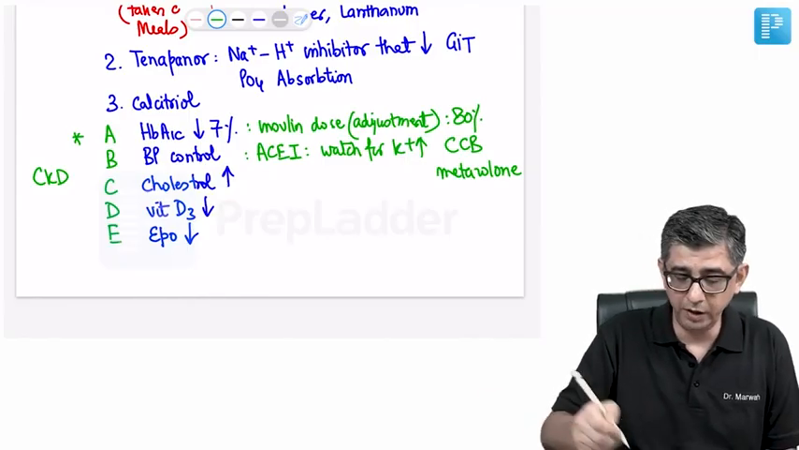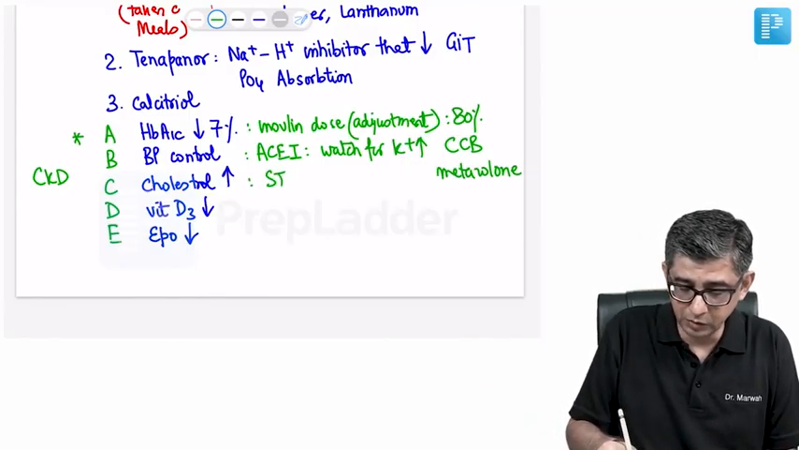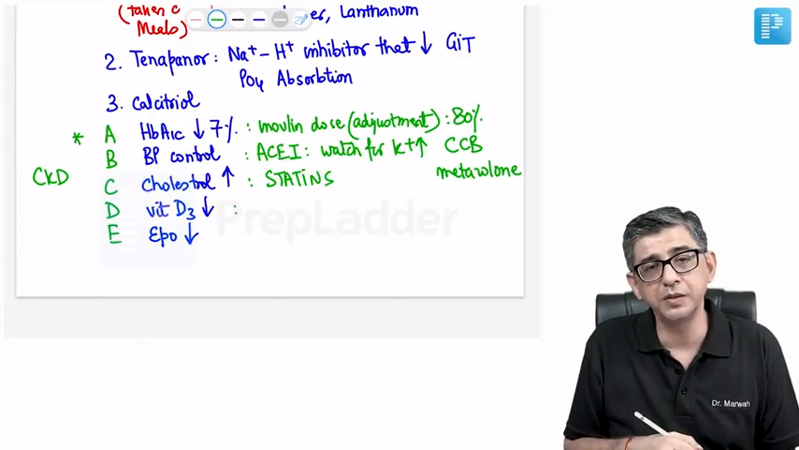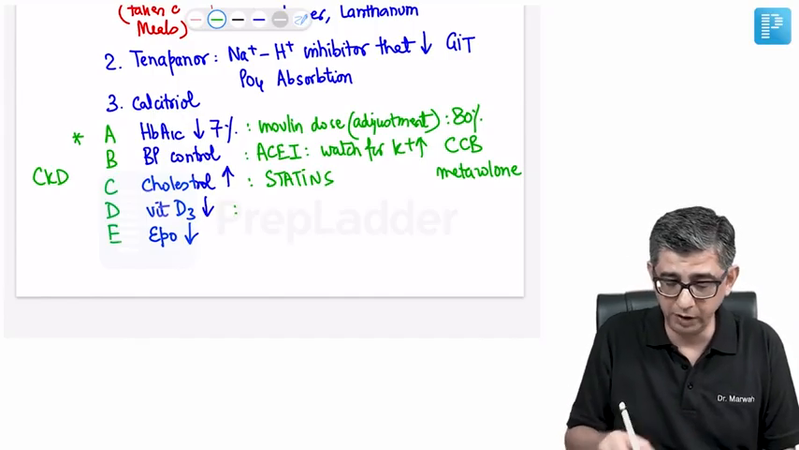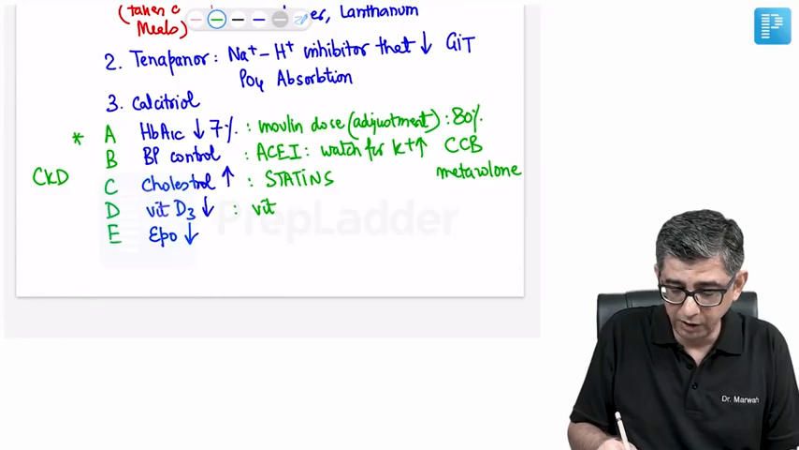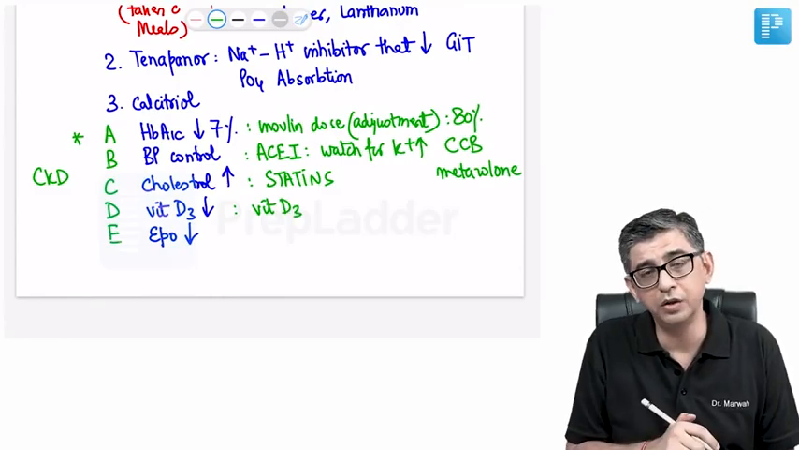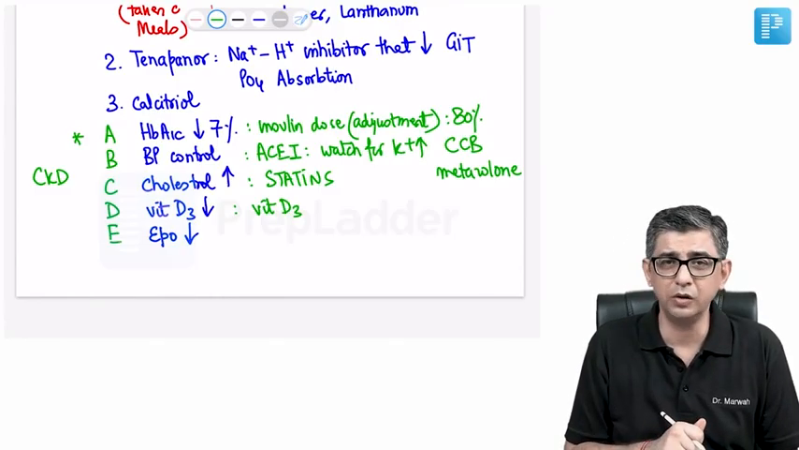Then cholesterol can be elevated in these patients, exerting atherosclerosis, so statins will have to be given. Because vitamin D3 is less in these patients, I need to provide vitamin D supplementation. That will help in a better bone condition of this patient. Otherwise, pathological fractures can also occur.